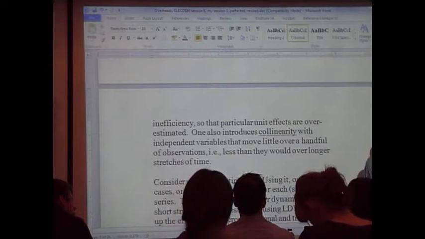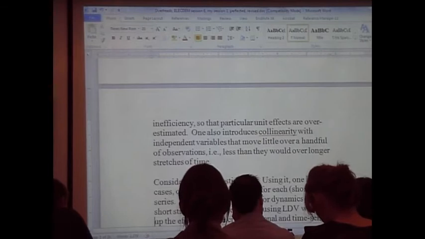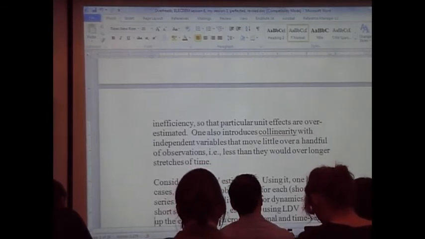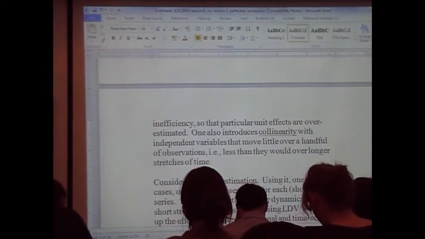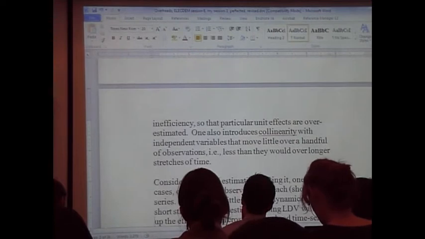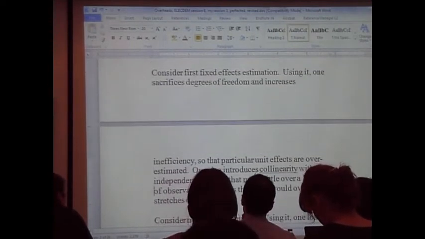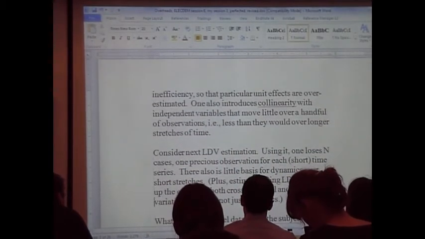It's the same problem you have here, right? When you have a small number of T, your estimates are going to be inefficient. They're going to pick up the effects of stuff that they shouldn't. Okay, fixed effects, as we've already said, introduce collinearity with independent variables, right? That move little or not at all.